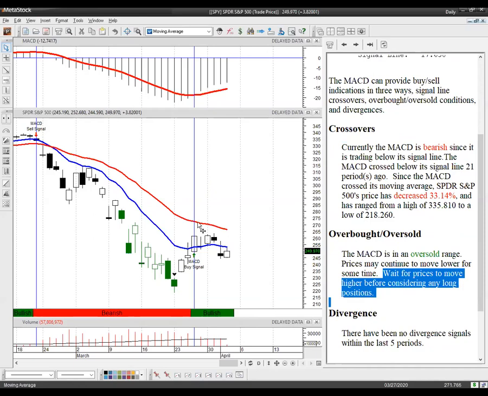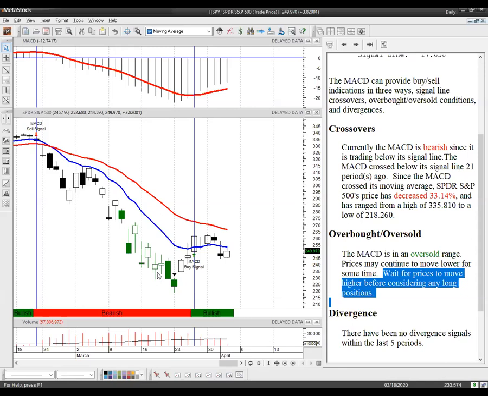So what it's saying is that this MACD has been reading overbought, oversold. It's oversold right now, but it can continue to, in this case, go down for 10 more days in a row. I've never seen so much fear in the marketplace as has existed the last couple months. So that's the second way you can use MACD. You can use it as an overbought, oversold indicator.